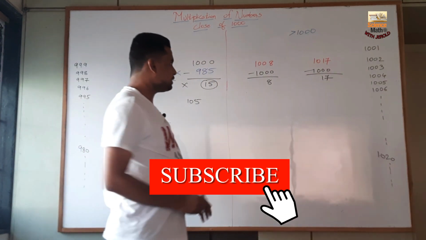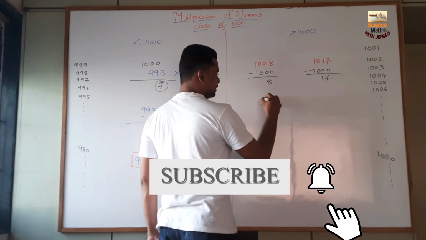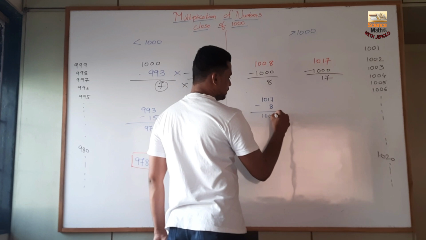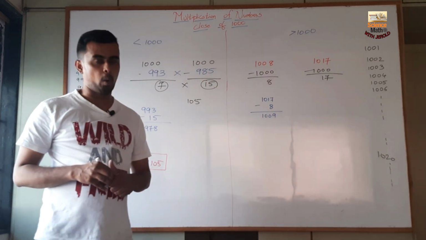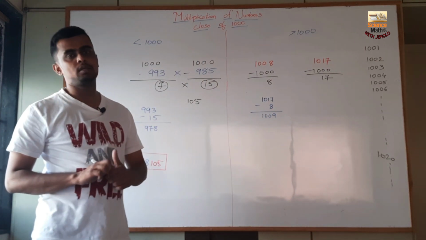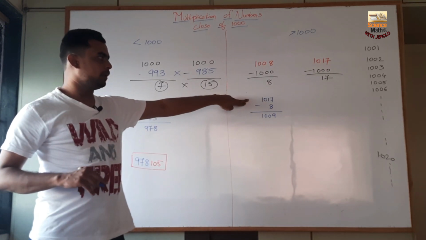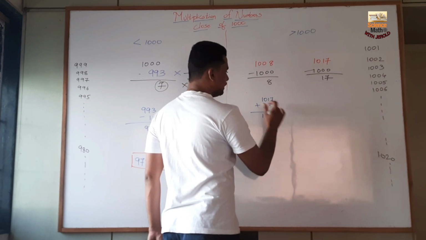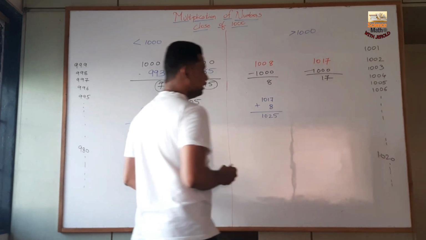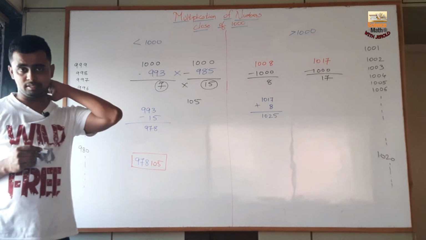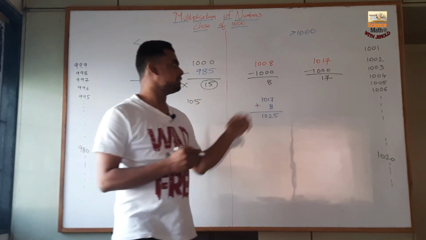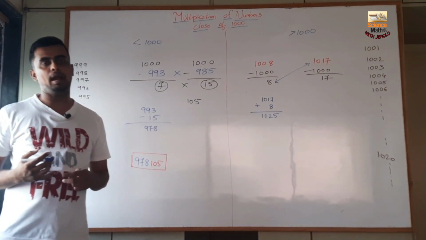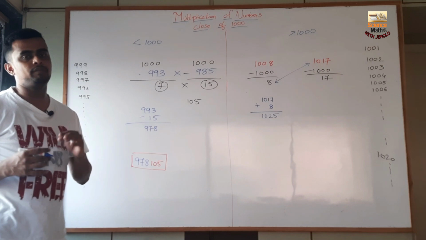Next I subtract 1017 minus 8, which will give me 1009. No, we have to add the 2 numbers. That is the mistake that I made. So 1017 plus 8 is to be done, which will give me 1025. So I am adding the 2 numbers. When we are bigger than 1000, we have to add. When we have numbers smaller than 1000, we have to subtract.